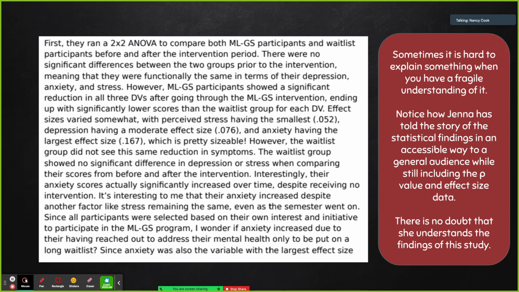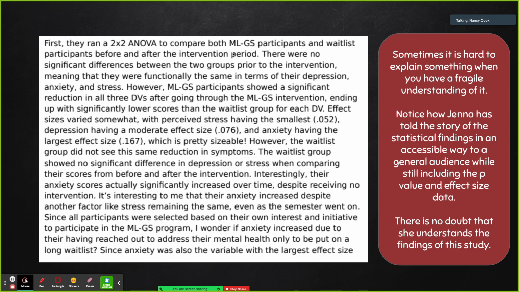There were really 2 different analyses in this study. So she says here very clearly, first, they ran a 2x2 ANOVA to compare the MLGS participants with the waitlist participants. That was the first analysis. Compare this to this: the intervention group, the treatment group, with the control group, before and after the intervention period.